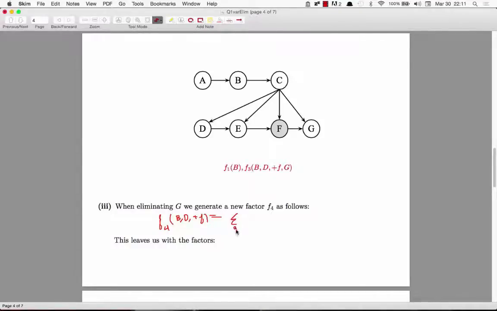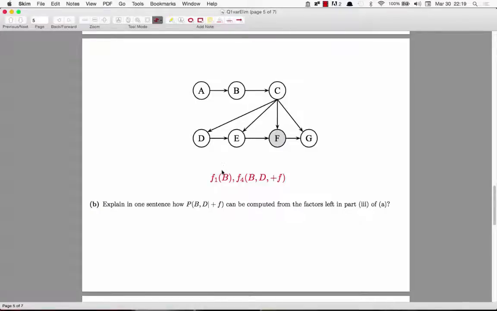So summation over the possible values of g and f3, b, d, f, and g. And after this step, this factor goes away and we're left with f1 and f4. So again, I'll just write it like this, f1 and f4, and the variables associated you can just see here. So this is what we get after we have eliminated the variables. So first we eliminated a, then c, and then g.